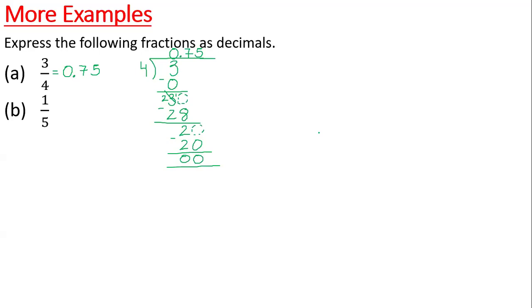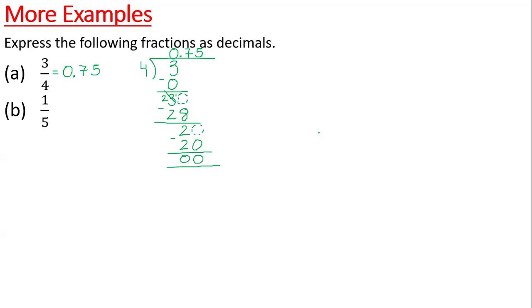Joseph, do you understand this? Yeah. How did I get 0.75? You said 3 divided by 4. So when we do division, we get 0.75, right? Good. What did y'all get for 1 over 5?